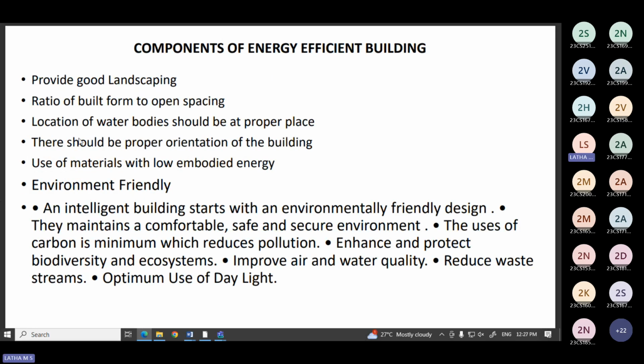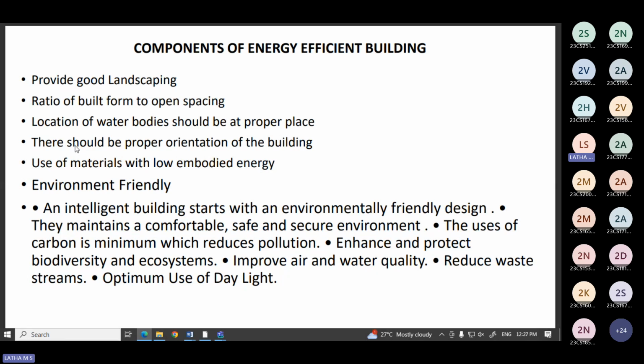There are different components to consider when looking at an efficient, smart or intelligent building. Don't worry, these are all common terms. Provide good landscaping; you can keep the campus in mind. The ratio of built form to open space and built up area, and the location of water bodies. There should be proper orientation of the building, which means I should receive a good amount of natural sunlight. Natural wind flow should be there within the constructed area.